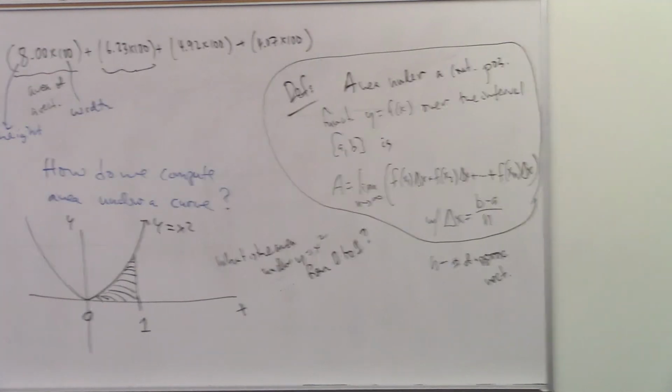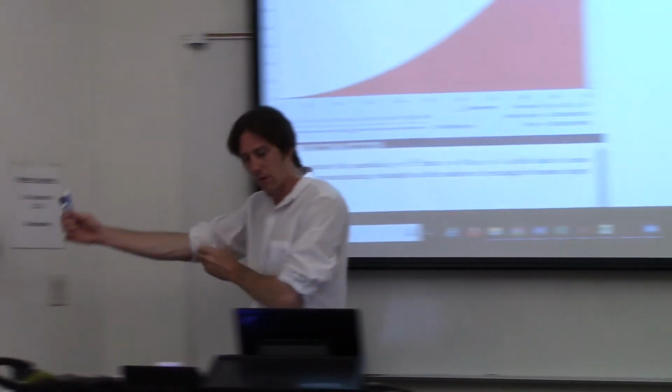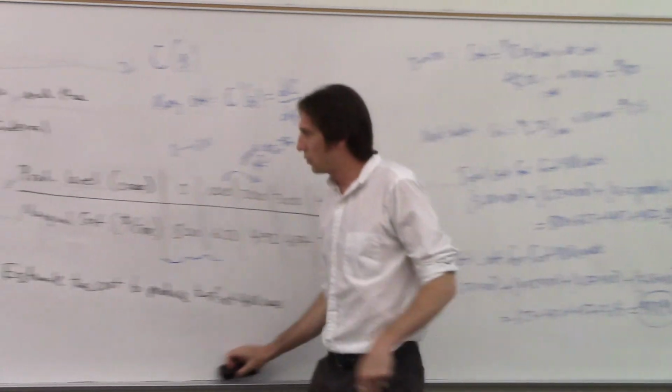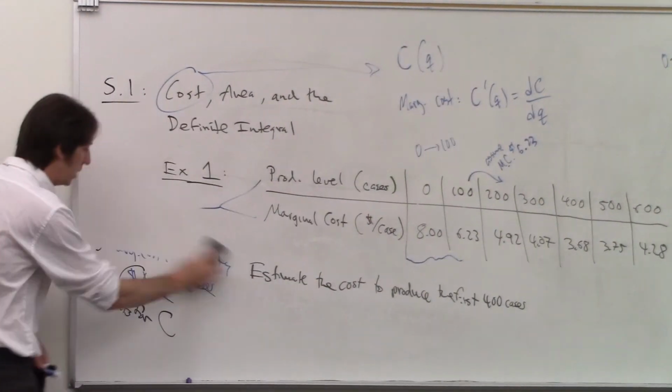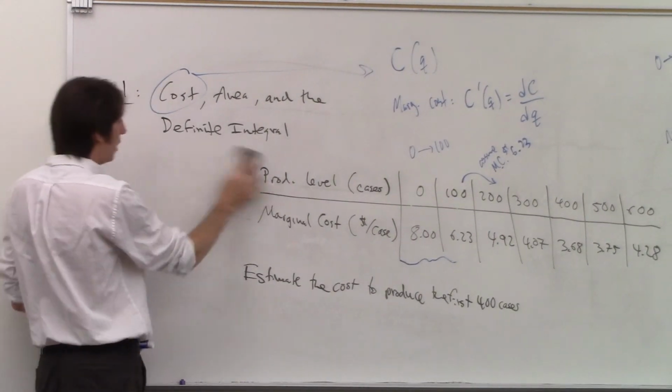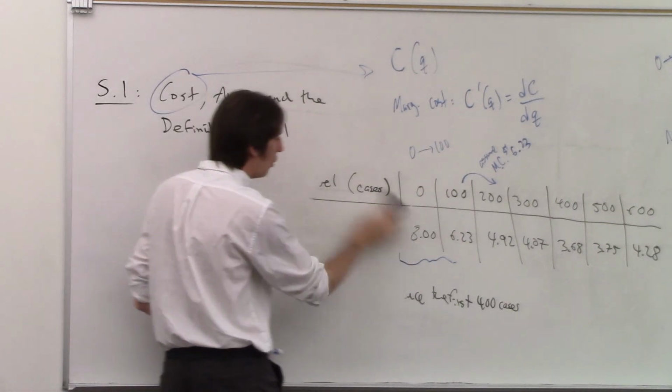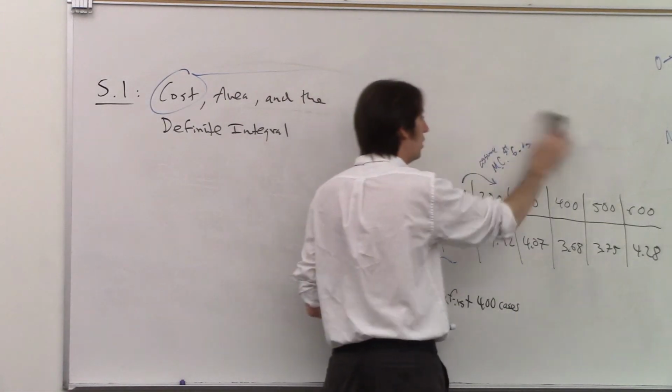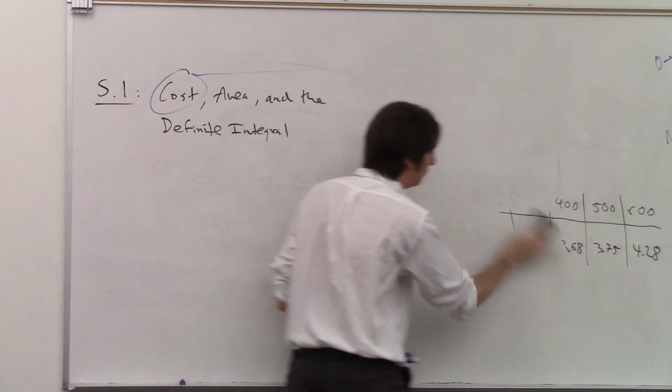I'll do one example which is similar to a problem that I want you to do for homework. It's going to be to approximate the area under y equals x squared from 0 to 1 using some number of rectangles.